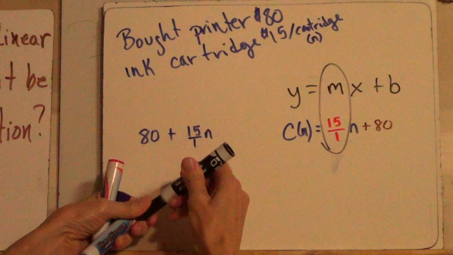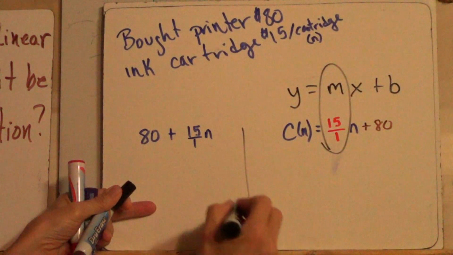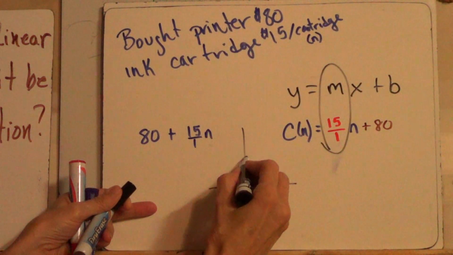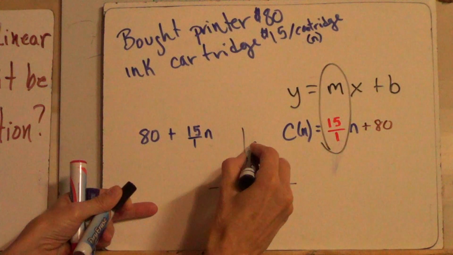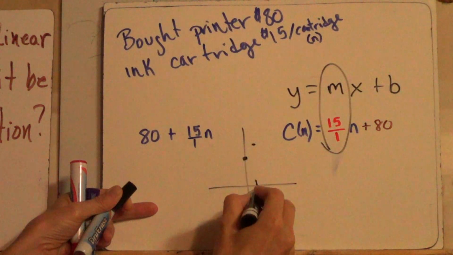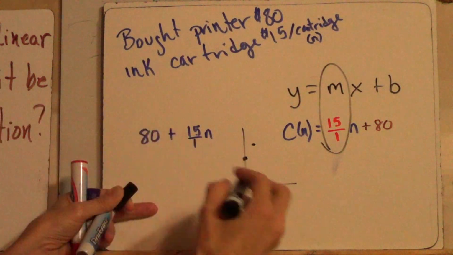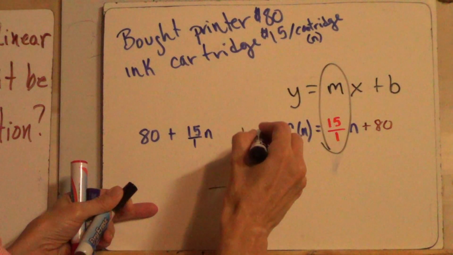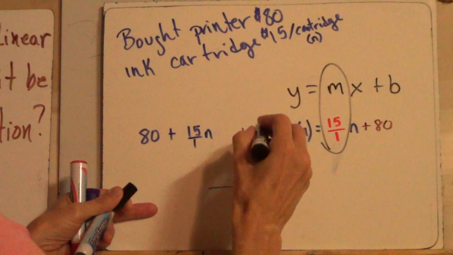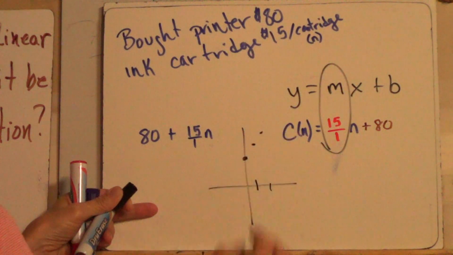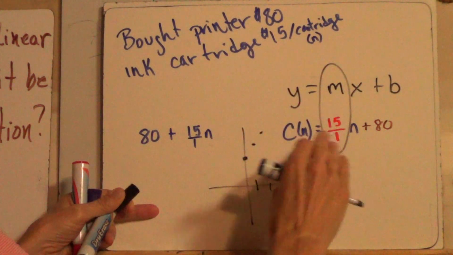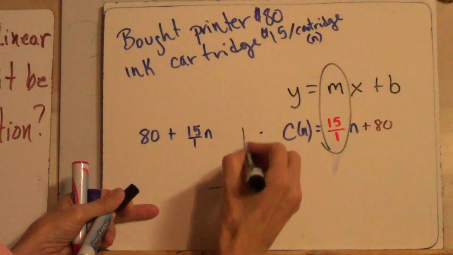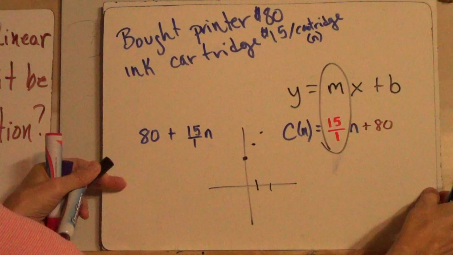It is the thing when we graph that line, remember, we started at 80 for our printer, and then every cartridge we bought, it went up 15. So if we bought one cartridge, it was at 95. Bought another one, it was at 110. Okay, so that 15 over 1 is our slope. It's our increase as we go.